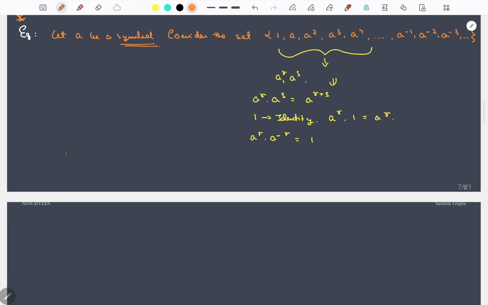Now this is something which we denote like this. I should also mention it: the order of A is infinite. We'll come to this, what does this mean? So this is called the infinite cyclic group.